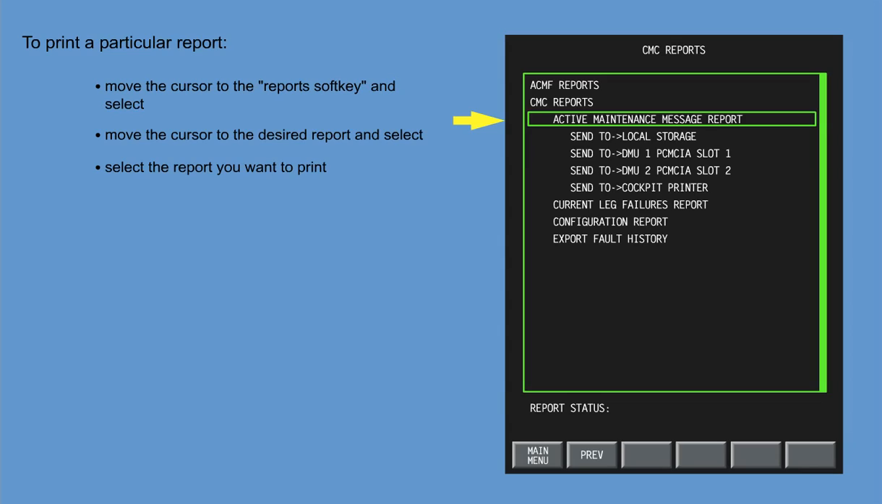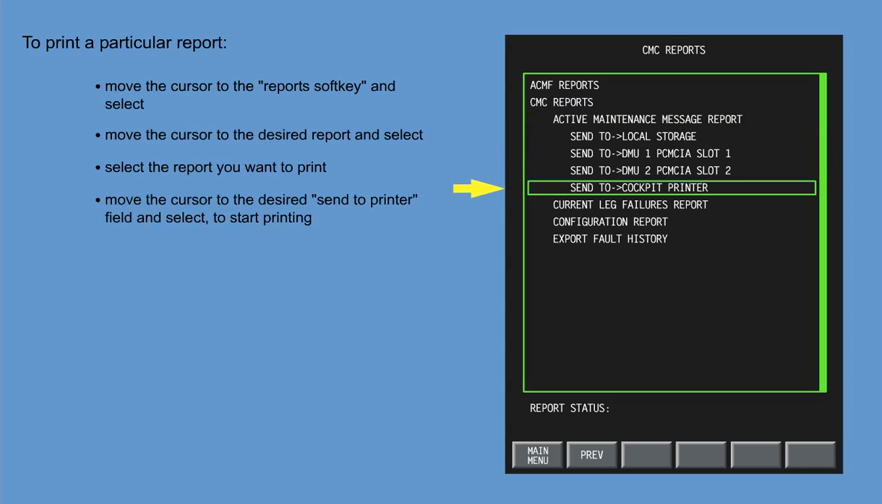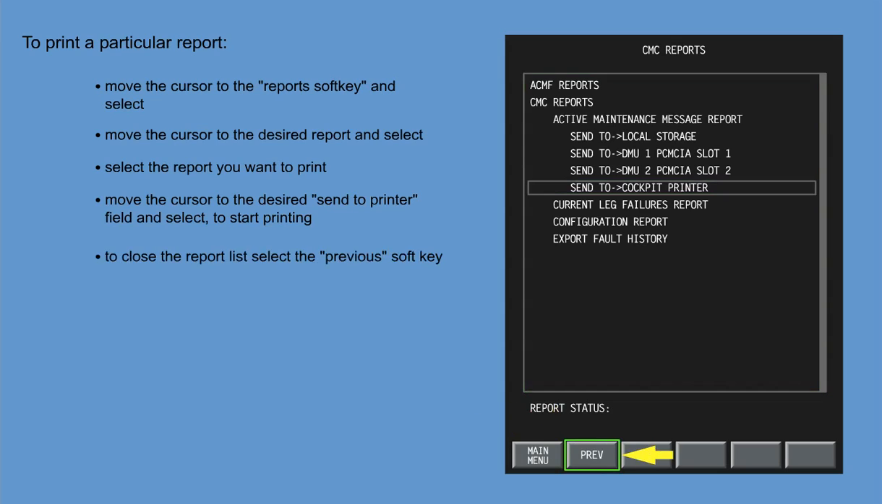A list of destinations where the report can be sent is now shown. Move the cursor to the desired Send to Printer field and select to start the printing process. Completion of the printing process is shown in the lower Report Status field. To close the report list, select the Previous soft key to make a new selection, or the Main Menu soft key to return to the main menu.